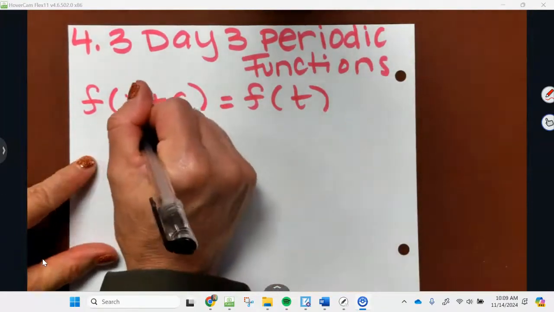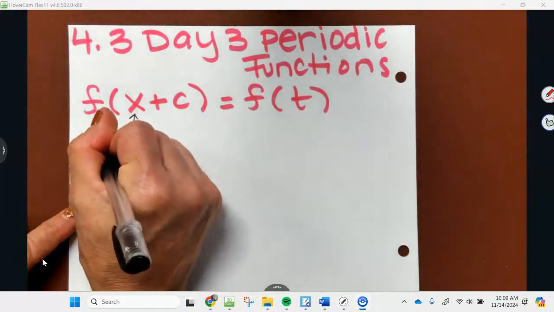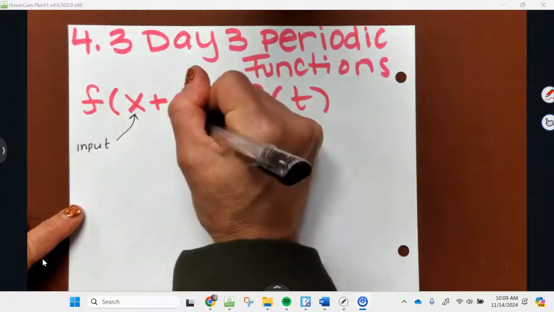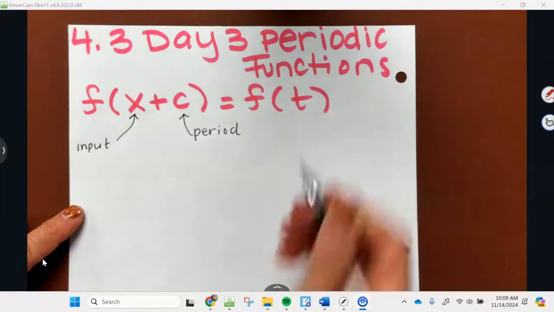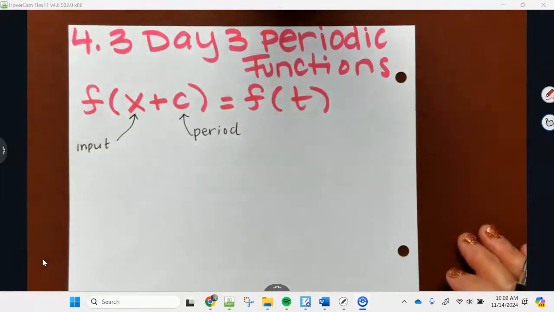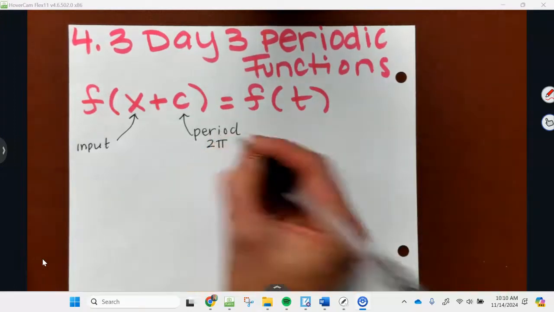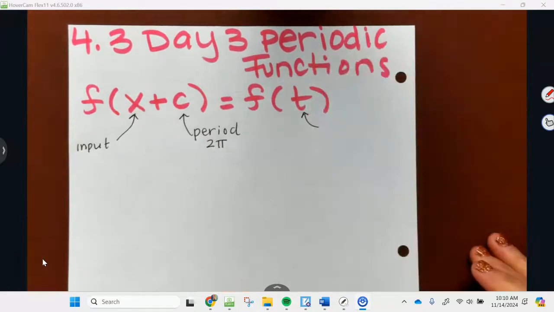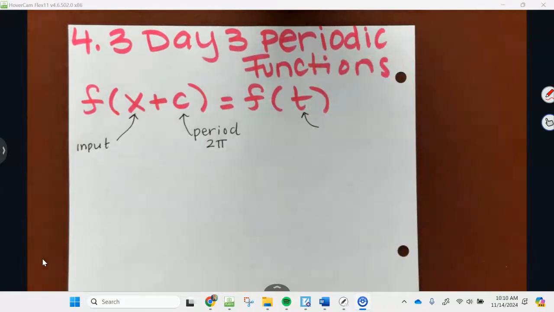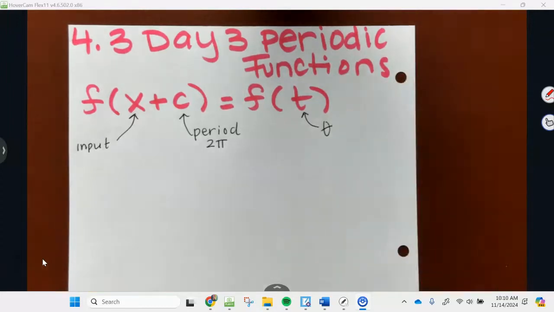Y'all remember x can never change. It's an input. C stands for the shortest period possible, and for us it's 2 pi. Once you go around the circle 2 pi times, you're repeating yourself. So this is 2 pi. And then T just really represents any number on the number line, positive and negative, real numbers. But y'all, it's the same as theta. It's the same as theta.